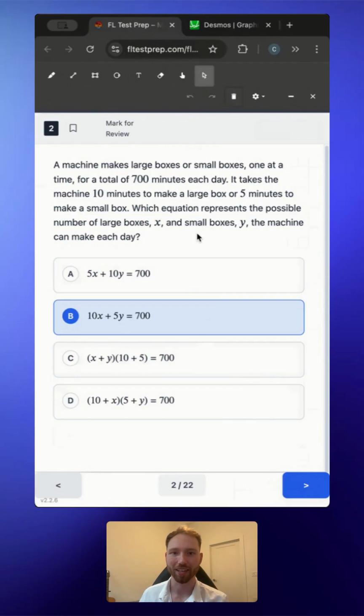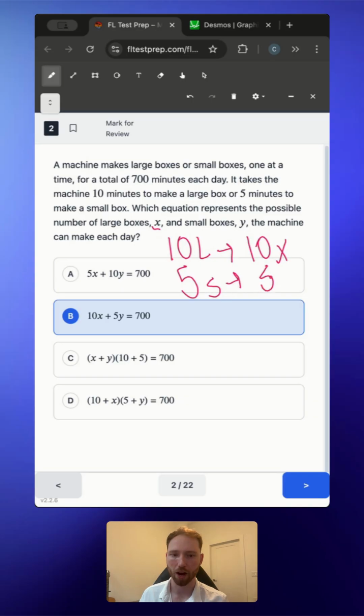All right, can you solve this SAT linear question? A machine makes large boxes or small boxes one at a time for a total of 700 minutes per day. It takes the machine 10 minutes for a large box, so I like to write this down as I'm looking at it. So 10 minutes for a large box and 5 minutes for a small box. Which equation represents the possible combination of large boxes, x, so actually we need to turn this into 10x, and then small boxes y for a 5y.